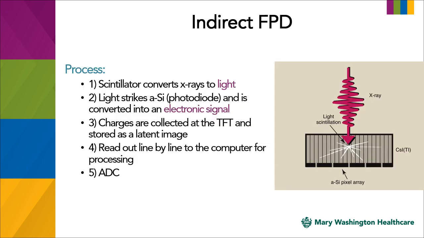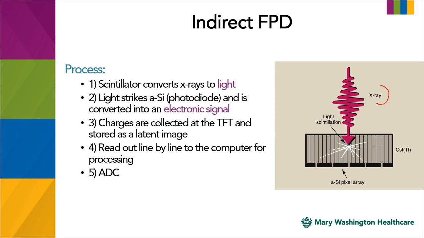In the indirect flat panel detector process, the scintillator converts X-rays to light. The light strikes amorphous silicon, which is a photodiode, and is converted to an electronic signal. Charges are collected at the TFT and stored as a latent image. They're read out line by line to the computer for processing, and we go to the ADC.